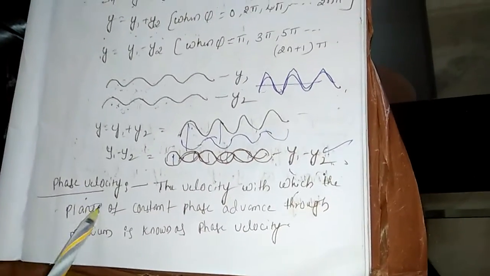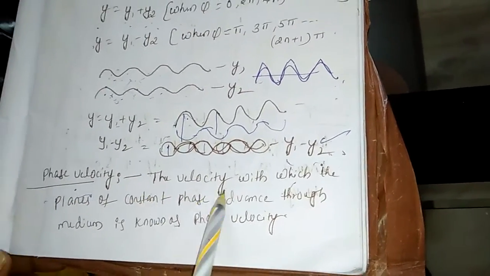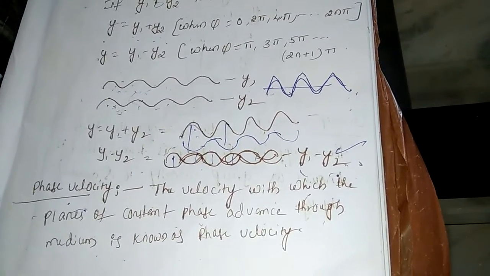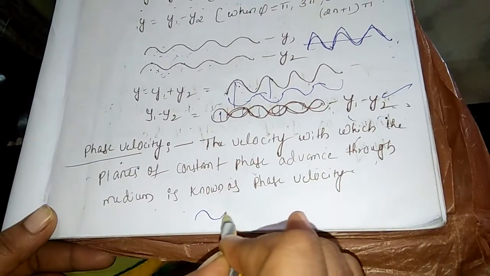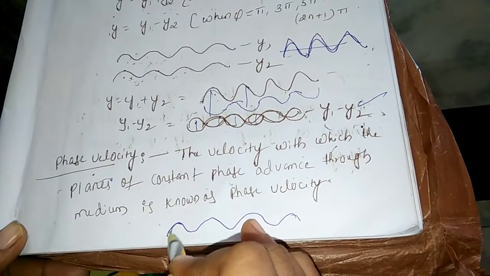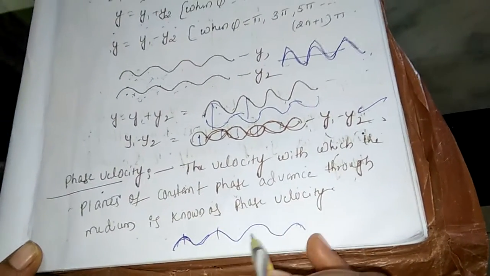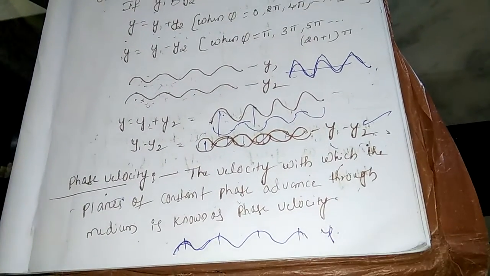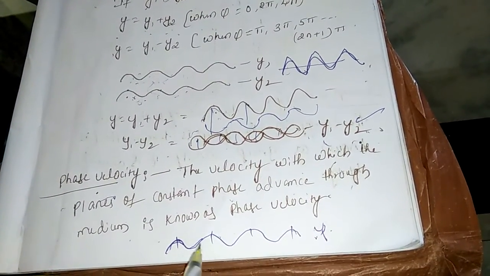Now, phase velocity. Phase velocity means the velocity with which planes of constant phase advance through a medium. That means, in the medium a wave travels like this, advancing step by step. It travels in the same phase, and then it is called phase velocity. That means the velocity is uniform and the phase is also uniform. That is called phase velocity.